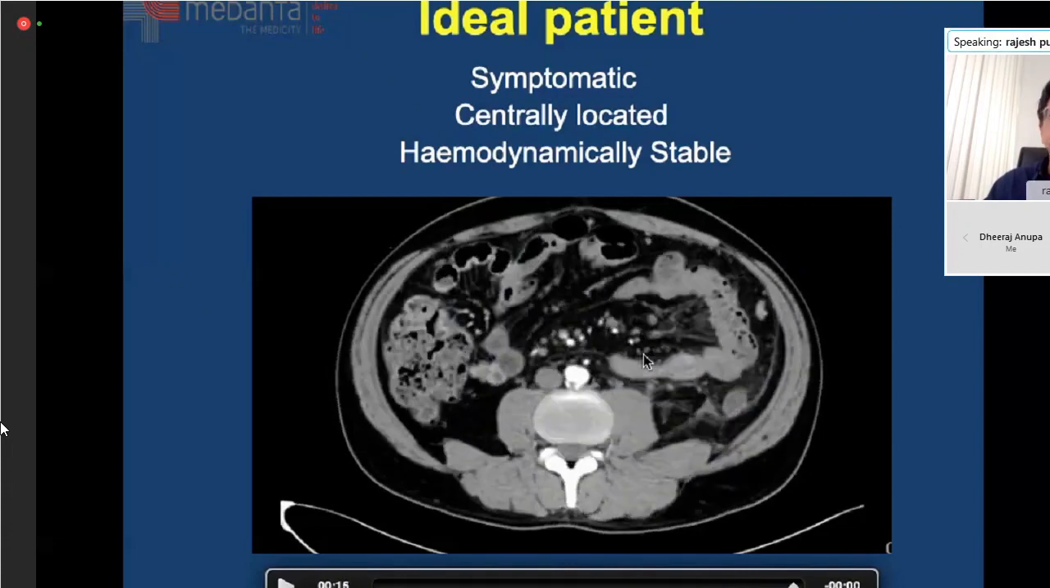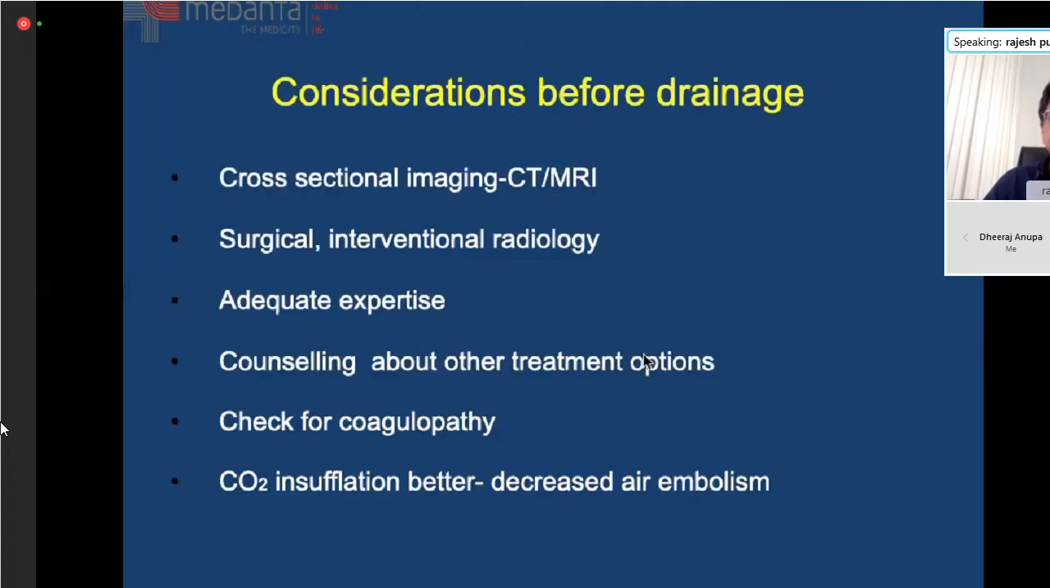The important site is the lesser sac, just below the stomach, with no paracolic extension. If there is paracolic extension, you do percutaneous and EUS guided drainage, but a collection anterior to the stomach wall or in other areas where EUS cannot reach is not the right candidate for EUS. This is important: stable patients, centrally located, hemodynamically stable and symptomatic.